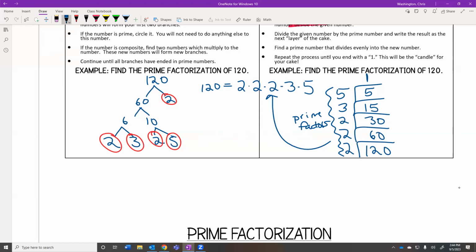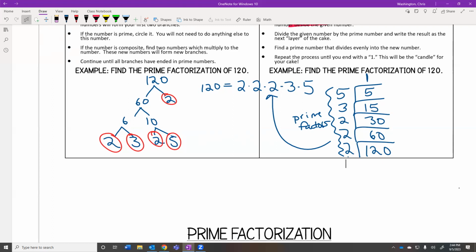But what if we divided by a number that wasn't prime? You might put like 4 times 2 times 3 times 5. Well, 4 is not a prime number, so it technically wouldn't be prime factors. So it is important that if we're going to use this method, you divide by prime numbers like 2, 3, 5, 7, 11, etc. Okay, cool.